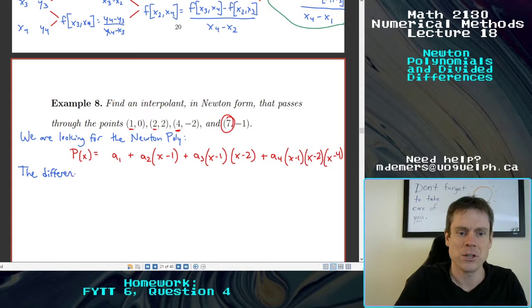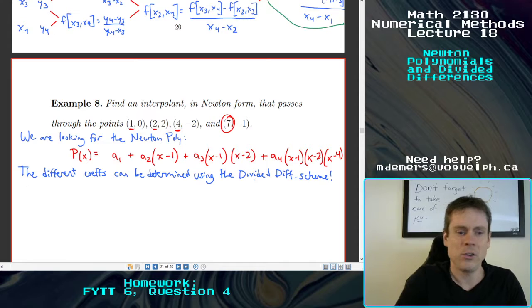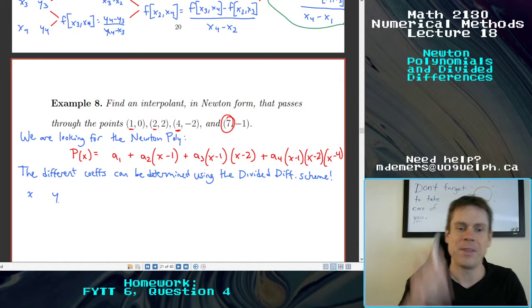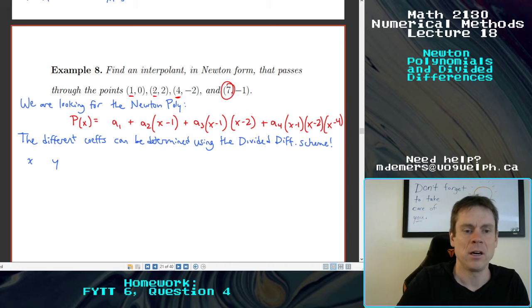The different coefficients can be determined using the divided difference scheme. So let's do it. Actual example here, and you'll see how snappy this is. X and Y. So the different X and Y values here are going to be, what should I use here? Let's use green and red.